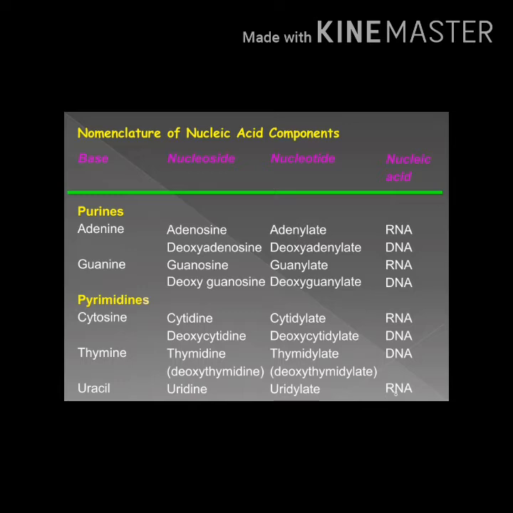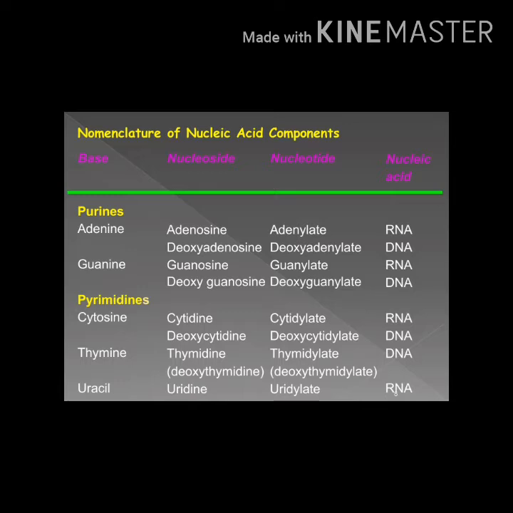And then pyrimidines: cytosine, thymine and uracil. For cytosine it is cytidine or deoxycytidine, and for the nucleotide form it is cytidylate or deoxycytidylate.